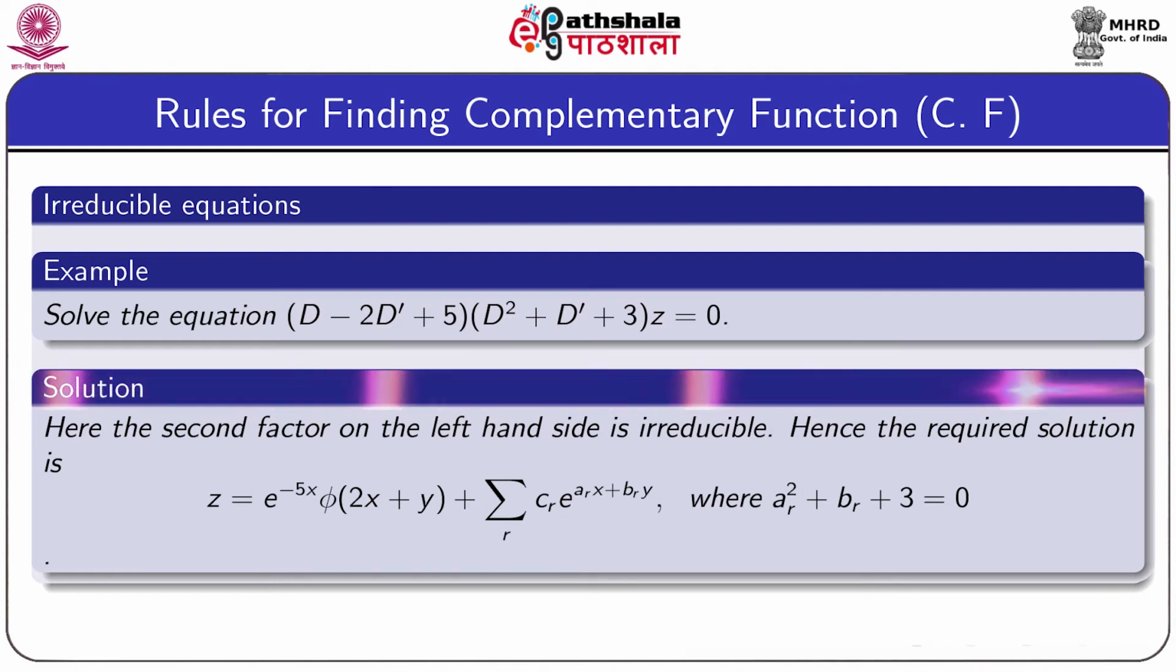Here we have to note that there are infinite number of points which satisfy the relation α² + β + 3 = 0. So, in the summation there may be infinite number of terms, but this series should be uniformly convergent.